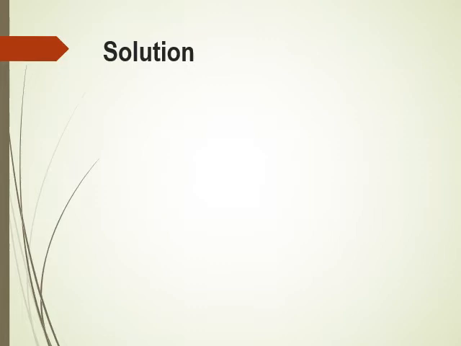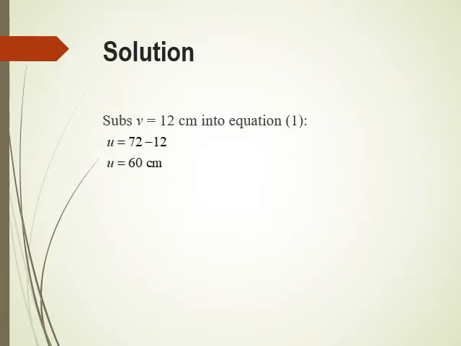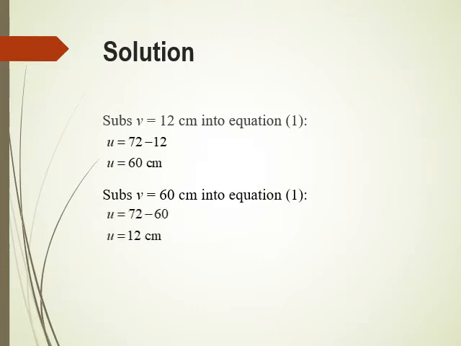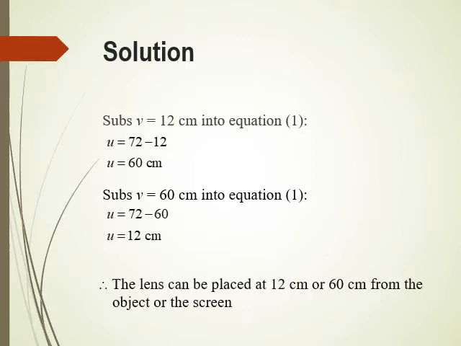Let's check whether the two values obtained in the previous slide are correct by substituting the values into equation 1. So sub v equals 12 cm into equation 1, you will get u equals 60 cm. And if you sub v equals 60 cm into equation 1, you will then obtain u equals 12 cm. Which means the lens can be placed at 12 cm or 60 cm from either the object or the screen.